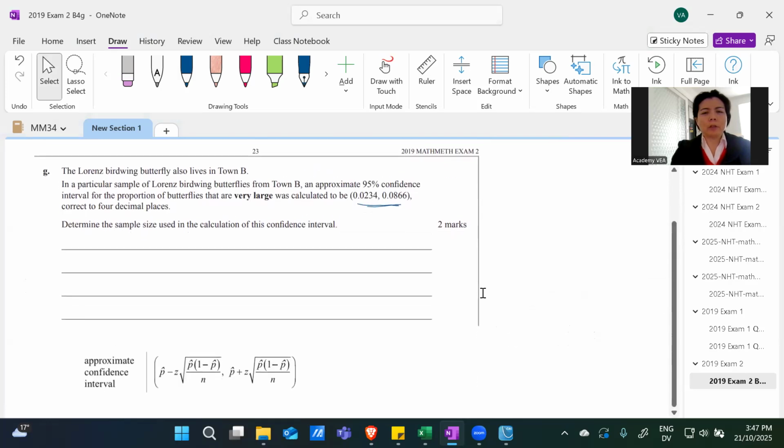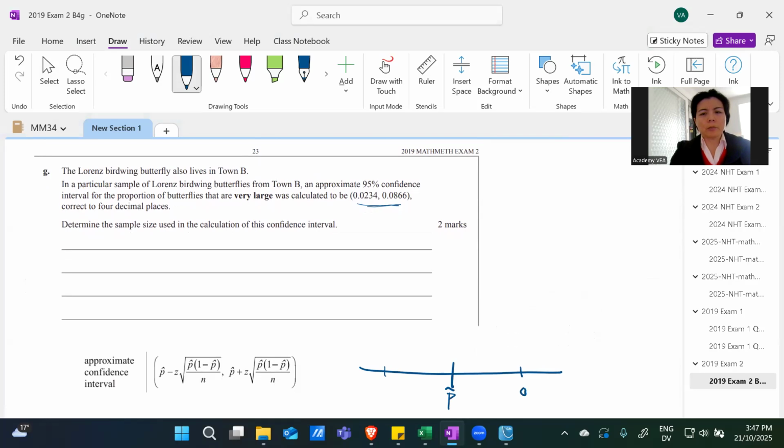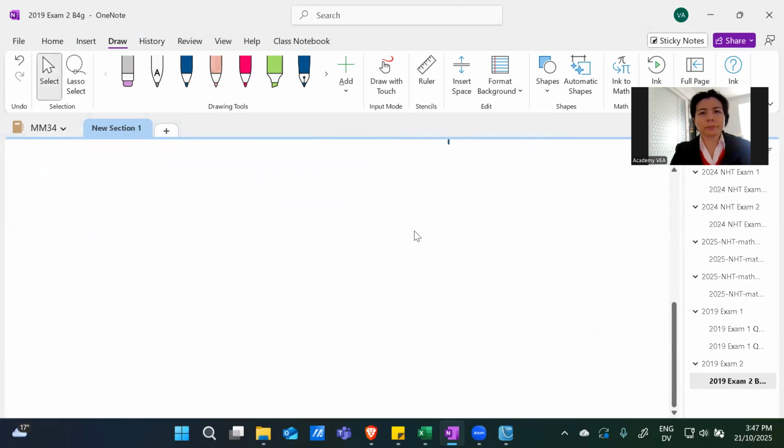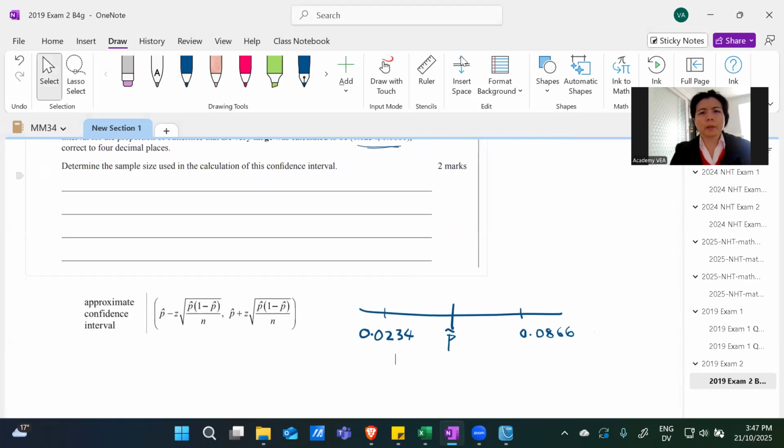The first thing to note is that the center of this interval is the sample proportion, and the outside edges are 0.0866, and the lower value is 0.0234. So that's the first thing to note.